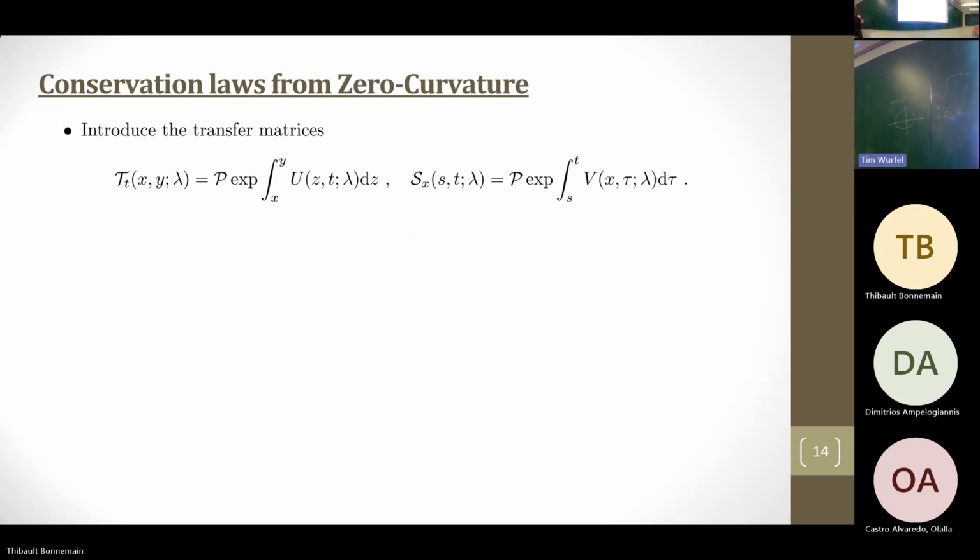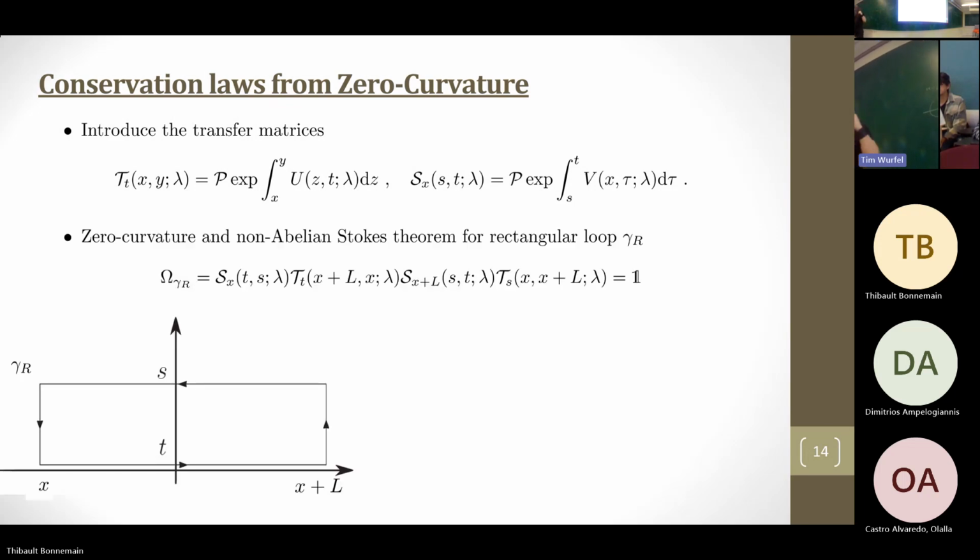But this zero-curvature representation can also be used as a way to generate the conservation laws. To do so, let me introduce the two transfer matrices T and S, which are just the parallel transport along x and t. Then the zero-curvature condition implies, via the non-Abelian Stokes theorem, that the parallel transport along a closed loop should be the identity, which is in particular the case for this rectangular loop gamma_R.